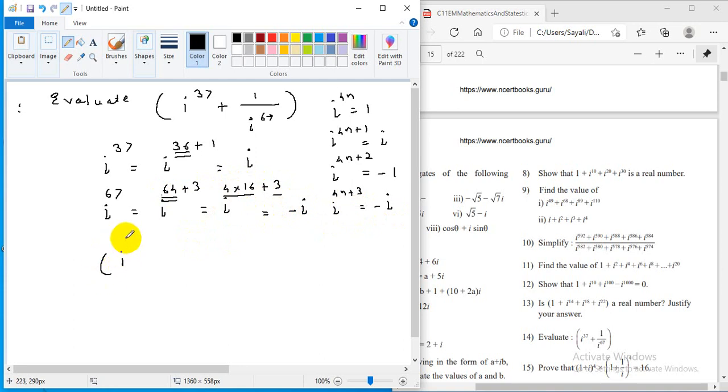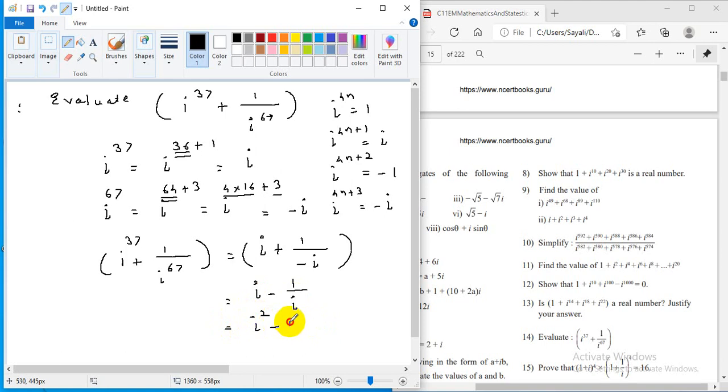म्हणजे आता प्रॉब्लेम काय झाला. सो i raised to 37 + 1/i raised to 67 दिस बिकम्स, बघा i raised to 37 म्हणजे i आहे, सो इट बिकम्स i plus, i raised to 67 -i म्हणजेच 1/-i असं हे होणार. म्हणजेच i - 1/i. सो इफ यू क्रॉस मल्टिप्लाय इट विल बी i², ओके, -1 हे -1/i. i² ची व्हॅल्यू किती असते -1. सो -1 - 1/i म्हणजेच -2/i झालं.